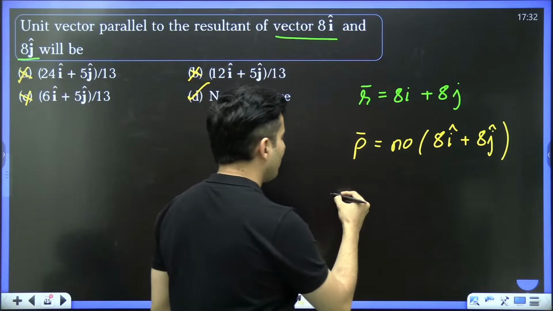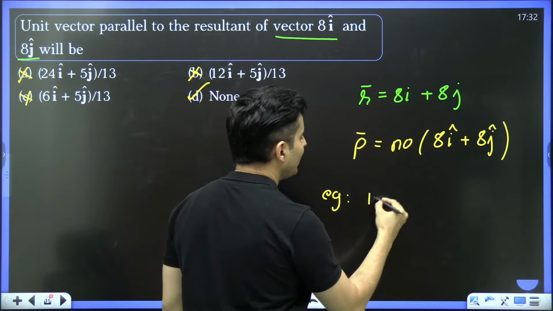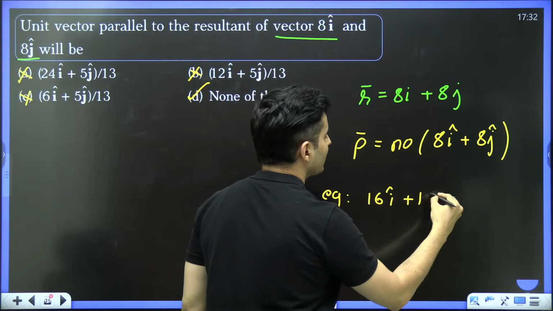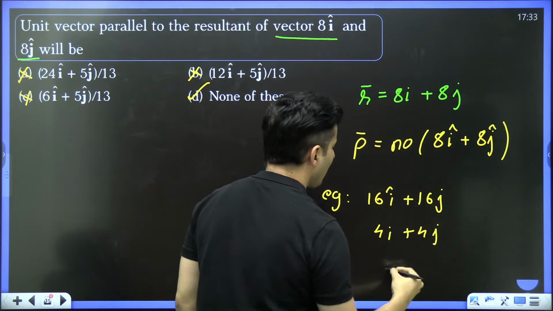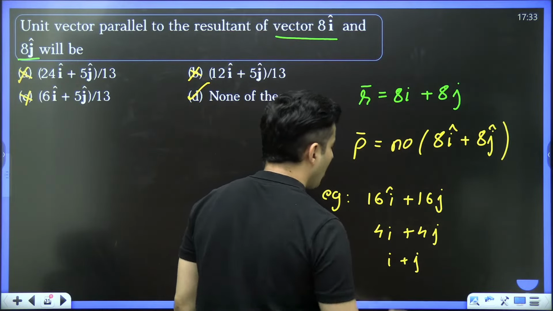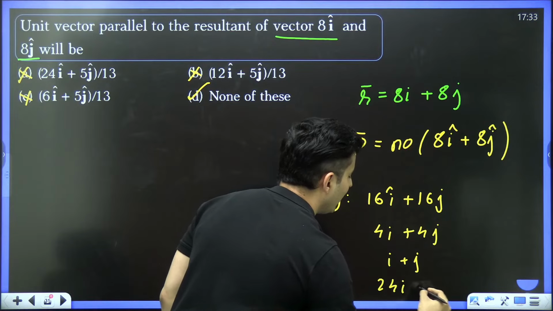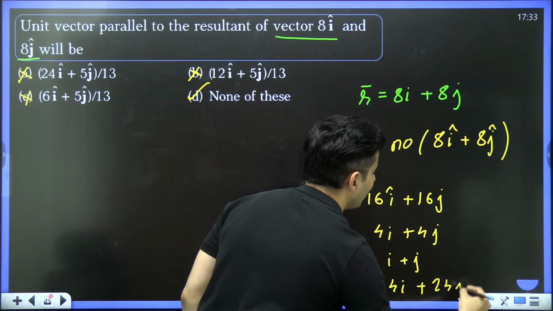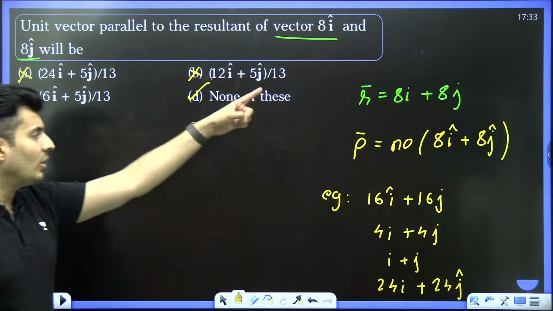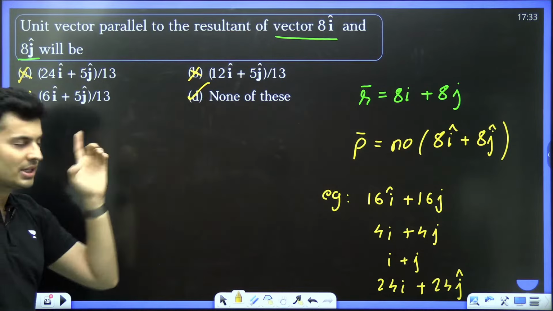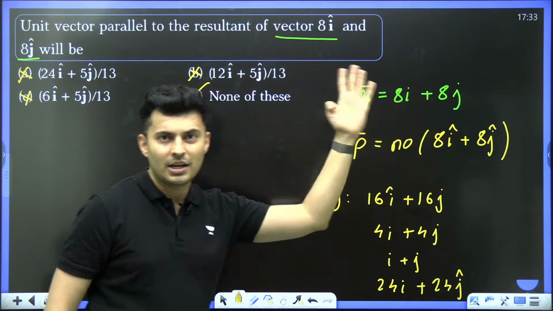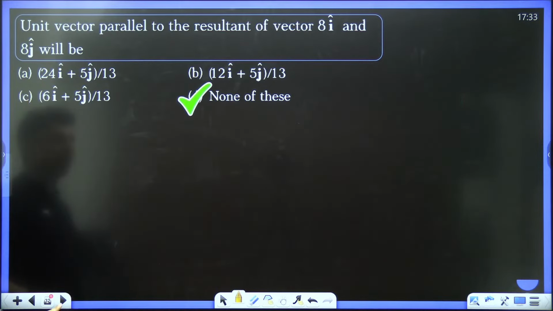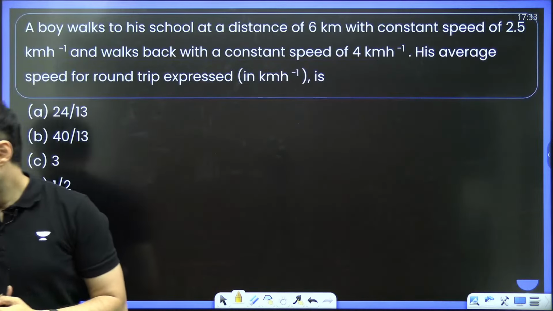So if it was parallel, for example, it could have been like 16i, 16j, or it could have been 4i, 4j, or i plus j, or it could have been 24i plus 24j. It could have been like that. But none of these options have equal coefficients, meaning they are not multiples of the original vector. So hence it is none of the above. That's the right answer.